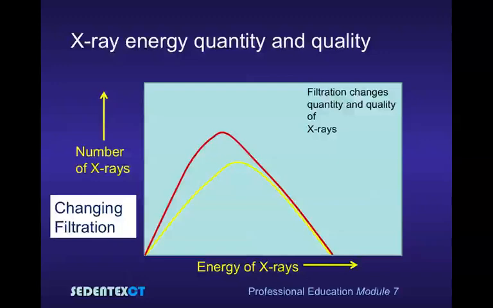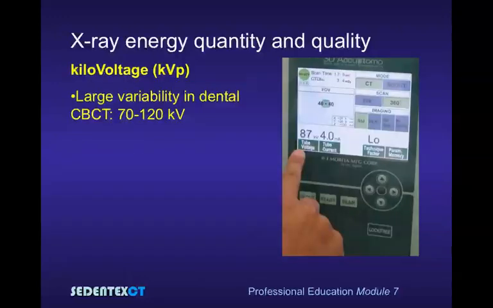How does this affect optimization in the real world? As far as kilovoltage is concerned, there is a large variability in dental CBCT equipment. Some units operate at 70 kV, others may operate as high as 120 kV.